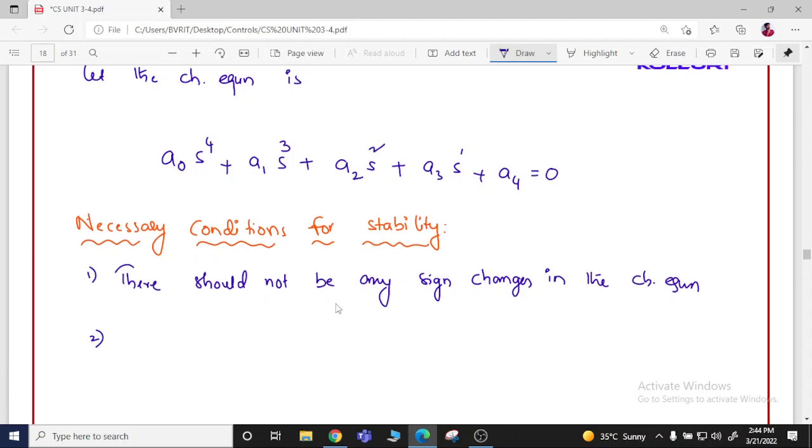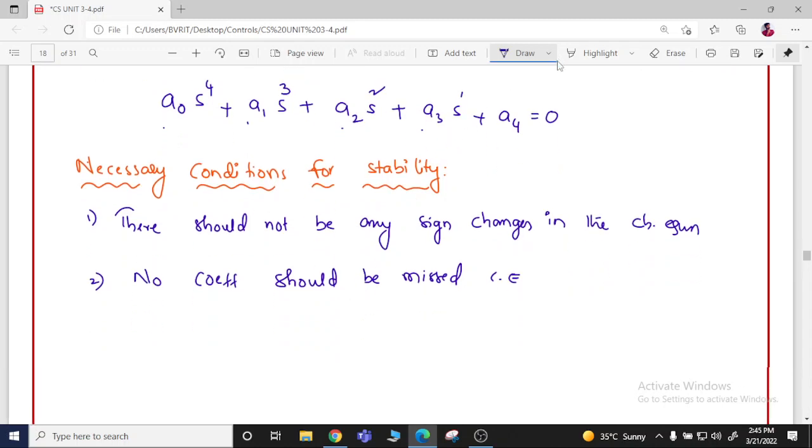And the second necessary condition is no coefficient should be missed in the characteristic equation. That means every coefficient has to be present: a0, a1, a2, a3, a4, for all the s power of 4, s power of 3, s power of 2 and s power of 1, like that. These are the necessary conditions for solving the Routh-Hurwitz criteria stability.